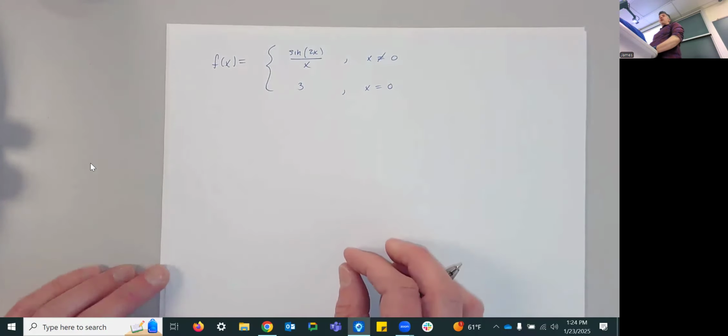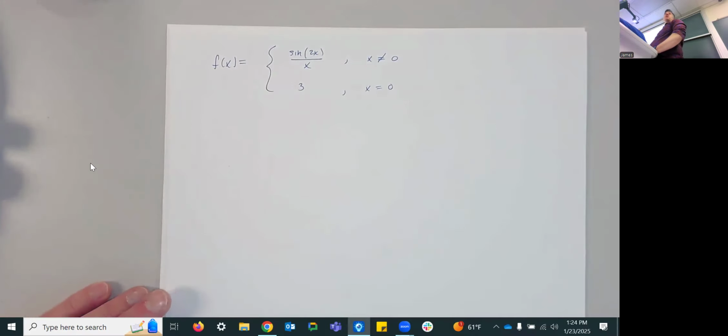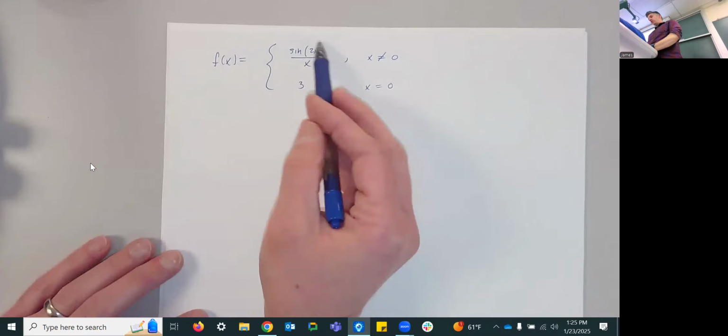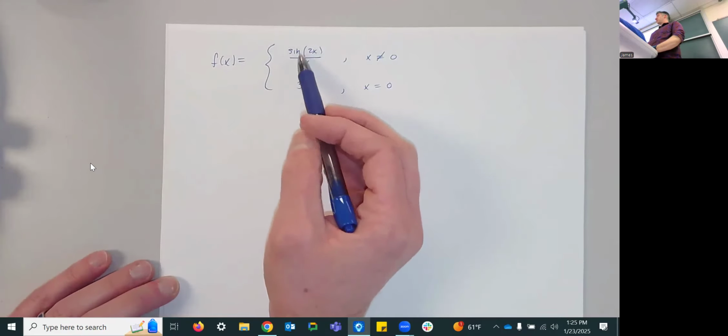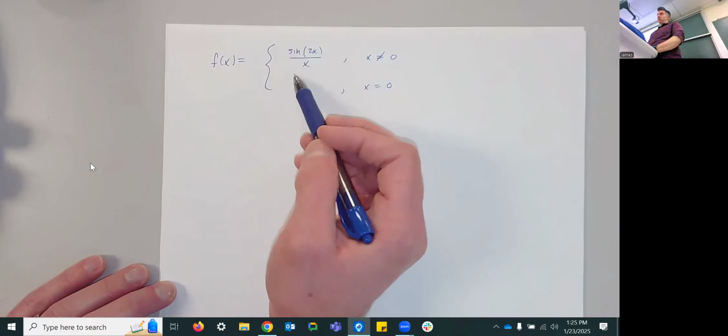But for now, I'll just point out sine of 2x is continuous everywhere. So is x. And their quotient is continuous everywhere as well, I should say everywhere it's defined. And we'll take a minute here to talk about the rules for when combinations of functions are continuous or not. But for now, bear with me: yes, this function is continuous, except for maybe at 0. And it's certainly not defined at 0, because if you plug in 0, you get 0 over 0.